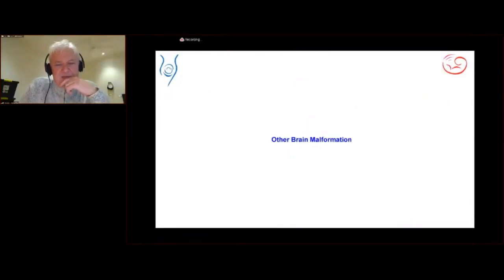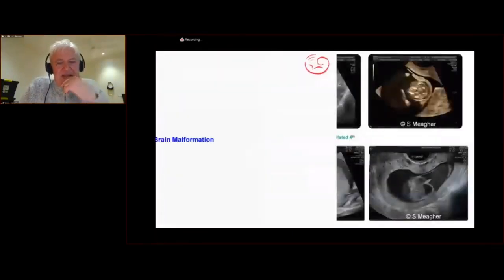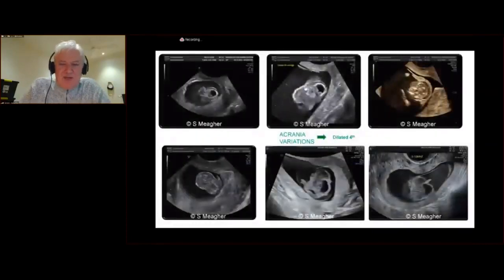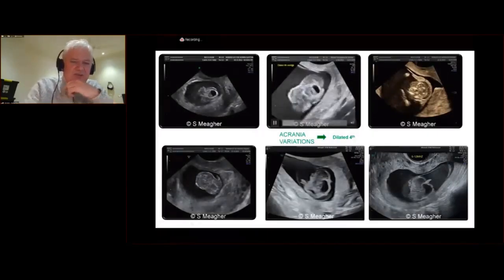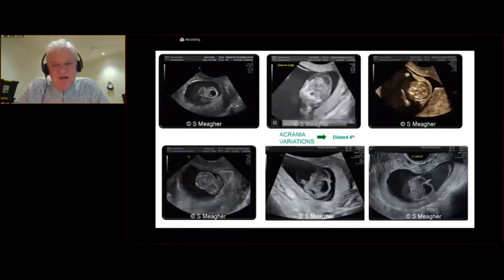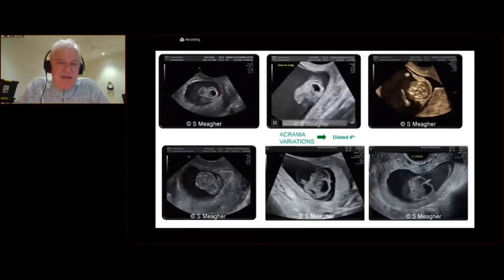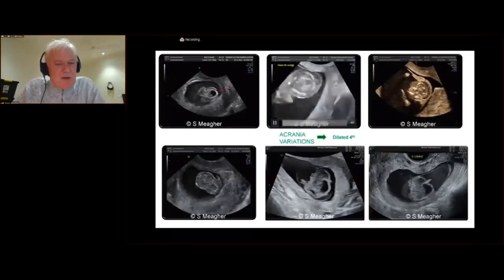And then there's the other brain malformations, and you're all familiar with the various forms of acrania. We've covered that on a previous webinar. But if you do see acrania with a dilatation of the fourth ventricle, just remember the association with trisomy 13. And secondly, remember acrania is also associated with trisomy 18. So it may be worth considering post-abortal karyotype, because many of us don't do that.